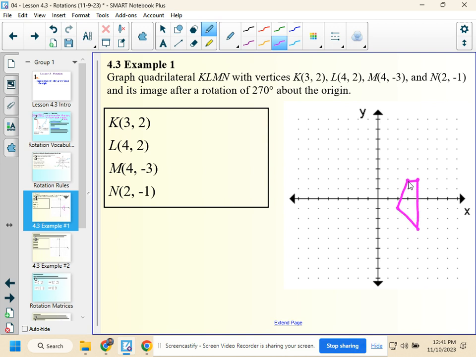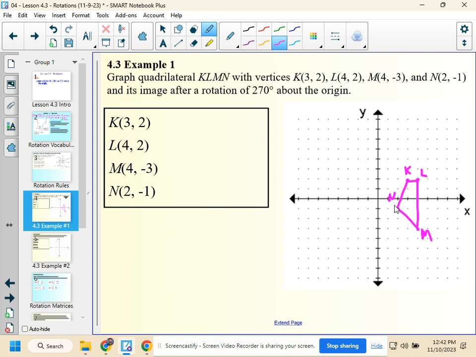Sometimes I like to leave, especially with rotations, although I guess I'll do it here. I was going to say sometimes I leave the labels off: K, L, M, and N, because a lot of times with these it's hard for me to visualize where the figure is going to be after we rotate it. It's going to start here, go 270 degrees about the origin, and end up down here somewhere in this vicinity, but I don't know exactly where. It's hard to visualize.